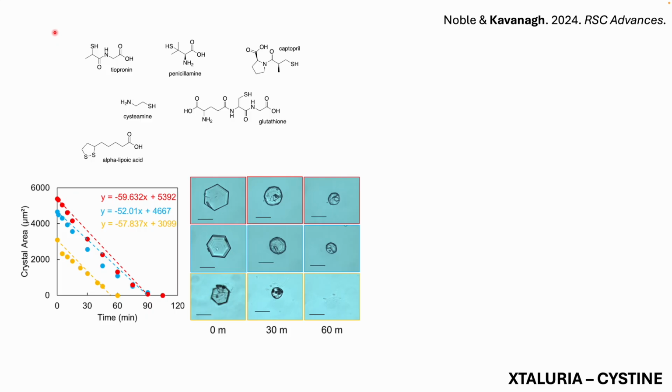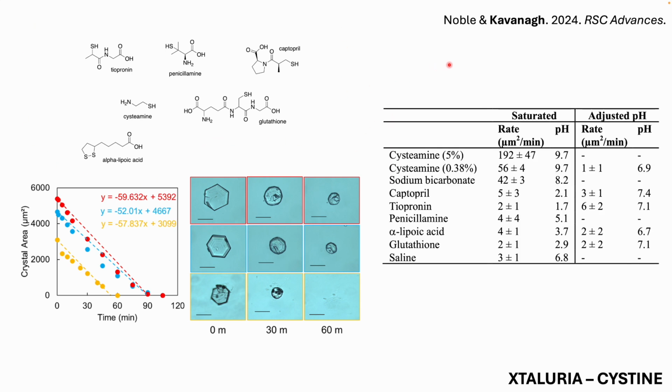Our second key finding in this paper was to explore how agents that are postulated to work indeed do work and are also being explored in clinical trials, to find out how rapidly these crystals of cystine dissolve in the presence of these agents. And briefly, what we find is that pH-mediated dissolution by cysteamine and sodium bicarb is much more rapid than the disulfide-mediated exchange from our other free thiol containing agents.